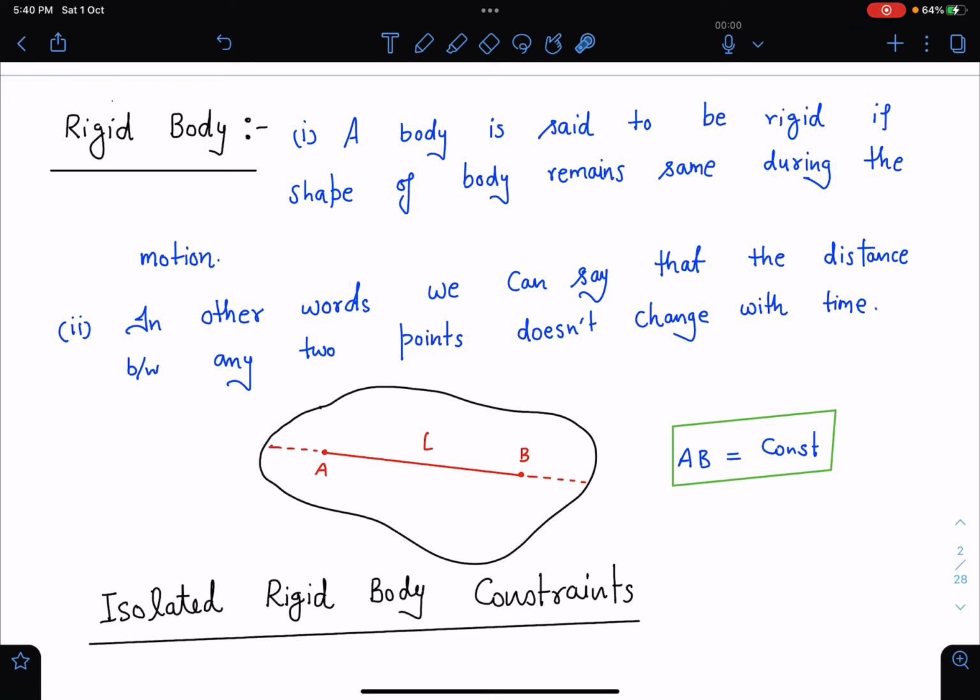The same thing we can say in other words also: the distance between any two points doesn't change with time. So whatever way this body is moving, if we choose any two random points, that distance is not going to change, and we will be using this property as a constraint, as a limitation to the problem. So distance AB is constant here. Now there are two types of constraints in rigid bodies also.